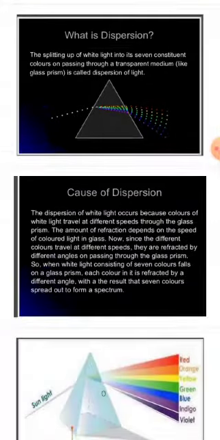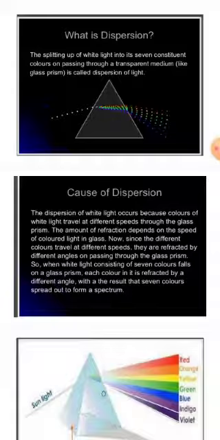Next, what is dispersion? The splitting up of white light into 7 constituent colors through a transparent medium like a glass prism is known as dispersion, and you all have studied the same topic in your 8th standard. What is the cause of dispersion? The spectrum of white light consists of 7 different colors.